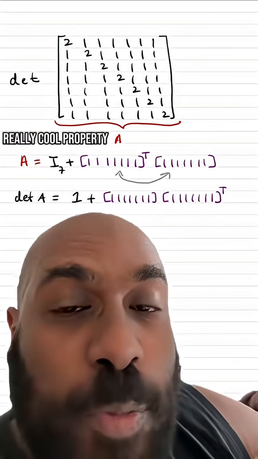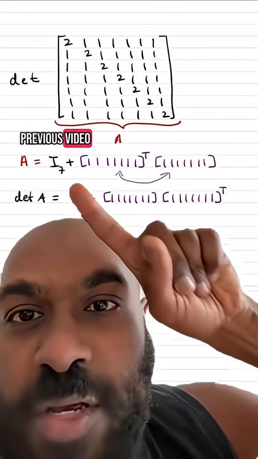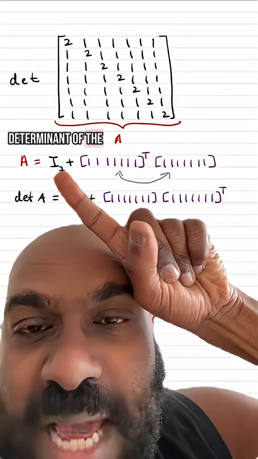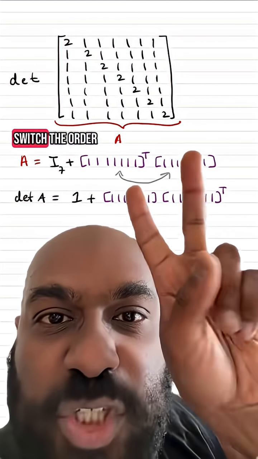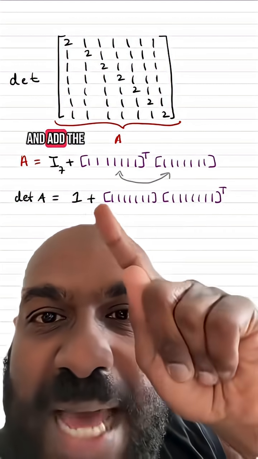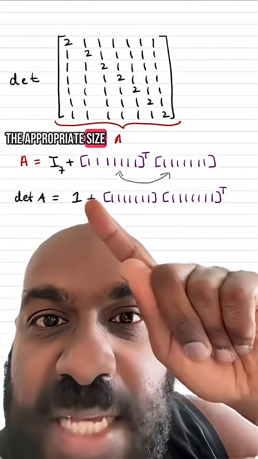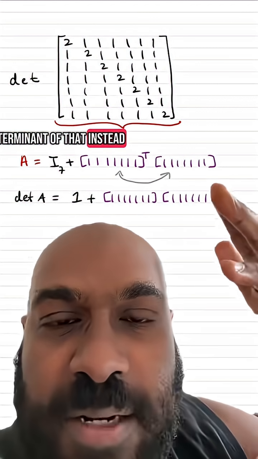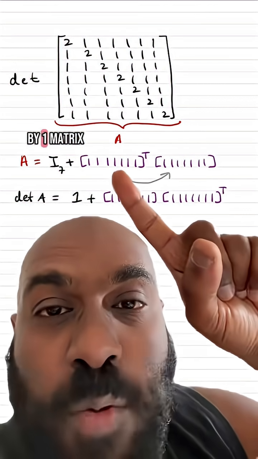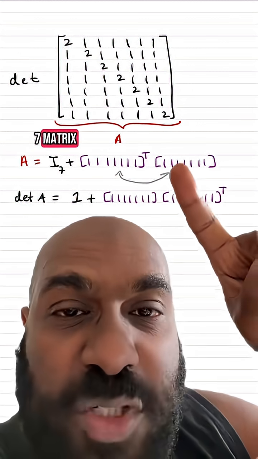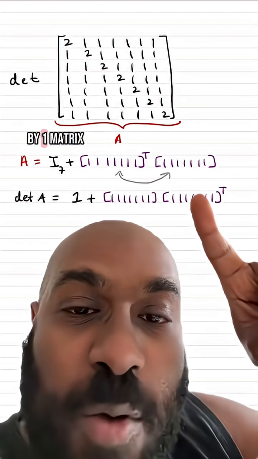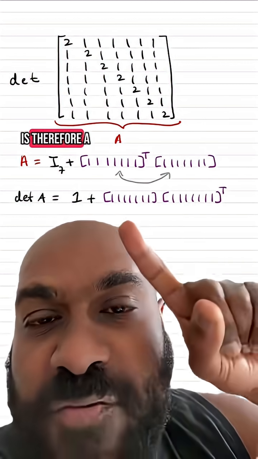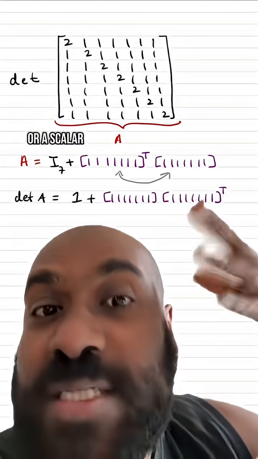Okay, so the really cool property, which I actually mentioned in a previous video, is that if you take the determinant of the identity matrix plus the product of two matrices, you can actually switch the order of these and add the identity matrix of the appropriate size and compute the determinant of that instead. Now, since this is a 7 by 1 matrix and this is a 1 by 7 matrix, when we do the swap, we get a 1 by 7 matrix times a 7 by 1 matrix. And the result is therefore a 1 by 1 matrix, or a scalar number.